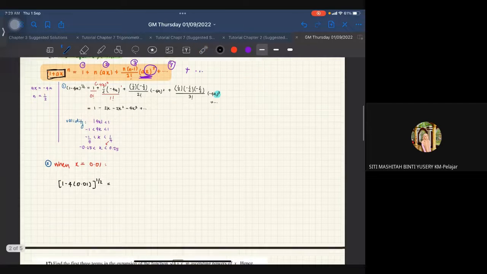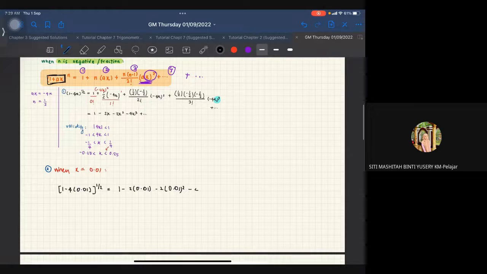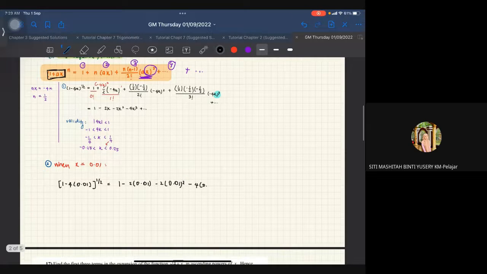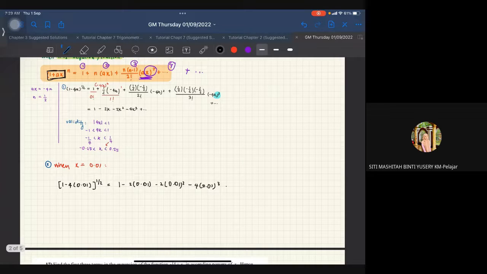Okay, so let's substitute. So we have 1 minus 2 times 0.01 minus 2 times 0.01 square minus 4 times 0.01 cube. Okay, settle dekat situ. Okay, so I think for this one, you don't have to plus dot dot dot, sebab kita dah stop sampai sini sahaja. So tak perlu nak tambah yang dot dot dot.